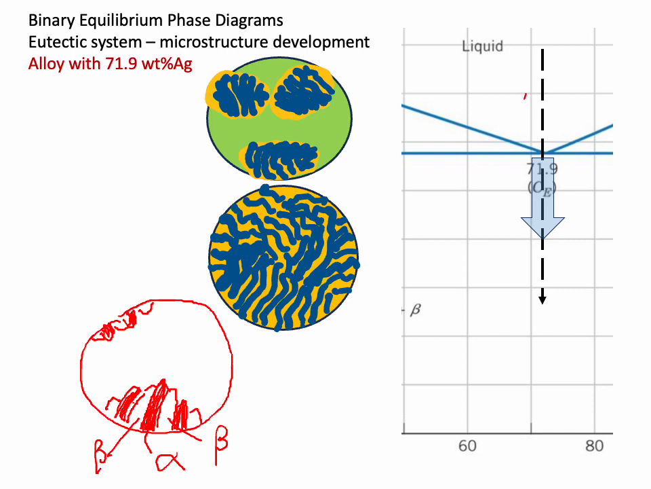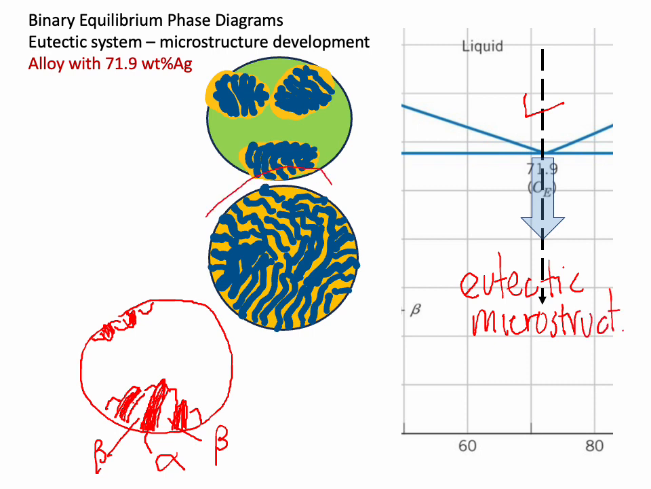So I had liquid, and now I have this all eutectic microstructure. That's what this is. And that only forms 100% if my composition is at the eutectic composition. And that won't always be the case. In some cases, it will be less than the eutectic composition. In some cases, it'll be more.